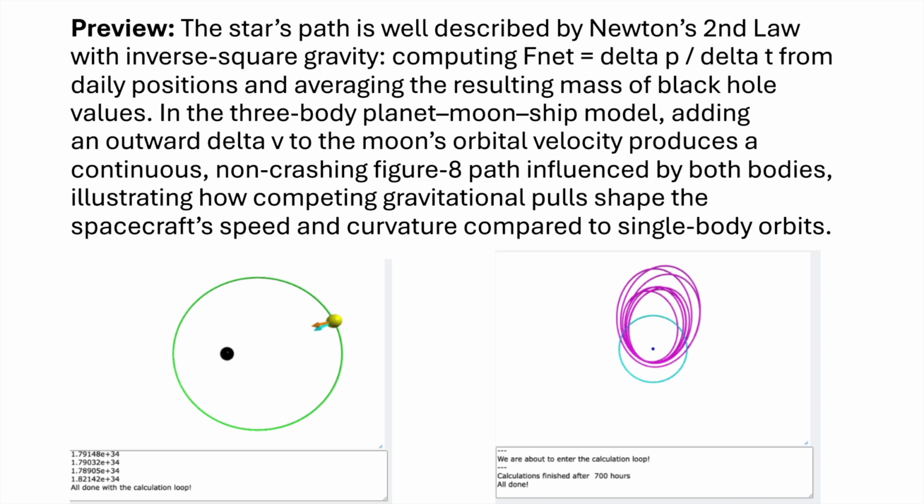As a preview, the star's path is well described by Newton's second law with inverse square gravity, computing Fnet equals delta p over delta t from daily positions and averaging the resulting black hole mass values. In the three-body planet-moon-ship model, adding an outward delta v to the moon's orbital velocity produces a continuous non-crashing figure 8 path influenced by both bodies, illustrating how competing gravitational pulls shape the spacecraft's speed and curvature compared to single-body orbits.